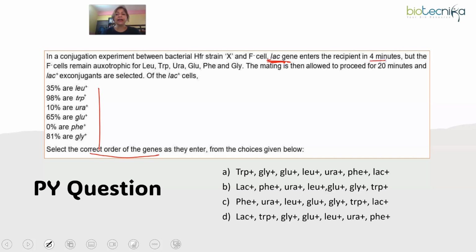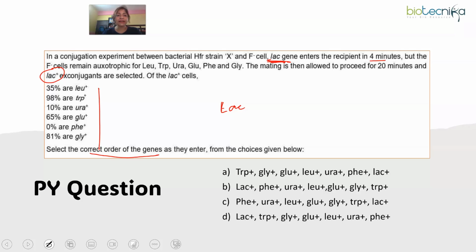Here, lac is going first, at 4 minutes, and we are selecting all the lac+ X conjugates, meaning all the cells that have received lac. Then in which order will the genes be passed? Basically, the maximum number of cells will receive the gene that is present right next to lac. So lac is going first for sure; you can write it down here. Now after lac, what will be going? The maximum number of cells will receive the next gene, which is present right next to lac.